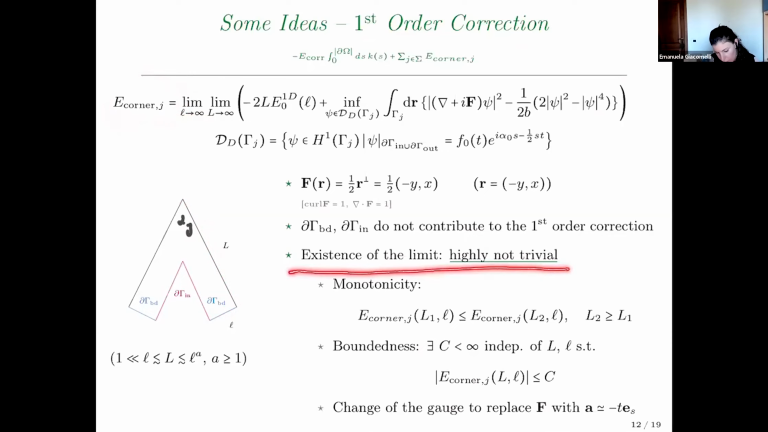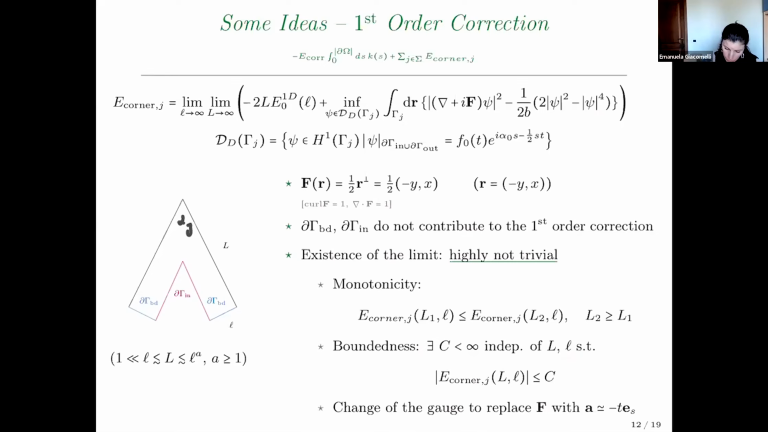And let me just say that the existence of the limit is highly non-trivial. And this is non-trivial also in the case in which we are interested, so the case in which these parameters l and capital L are diverging in the same order. And this is in fact the choice we will make at the end in our proof. And the main idea to prove the existence of the limit is to go through these three things. The first one is monotonicity with respect to the parameter capital L. And then you should prove that this contribution, for any fixed l and capital L, is uniformly bounded independently of these two parameters.